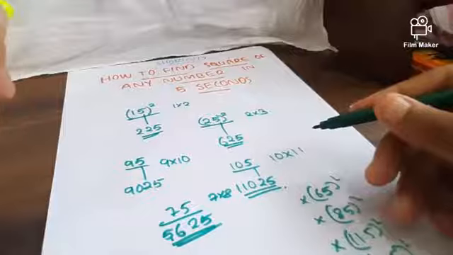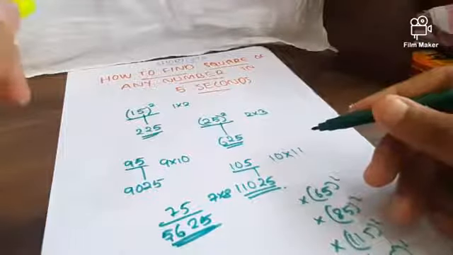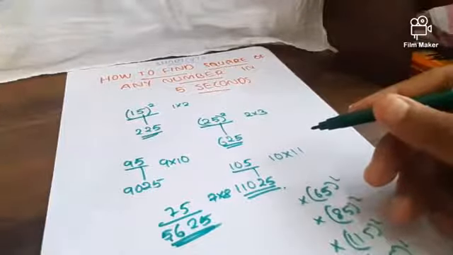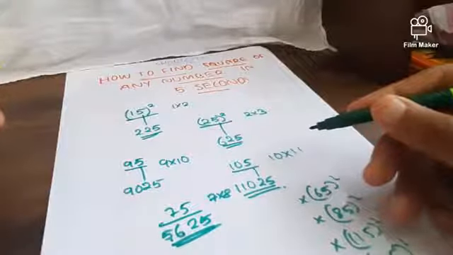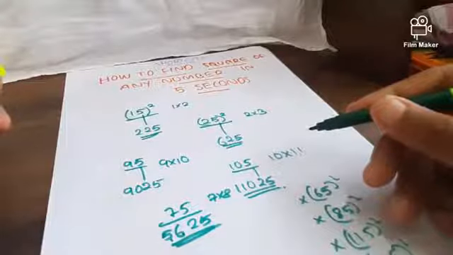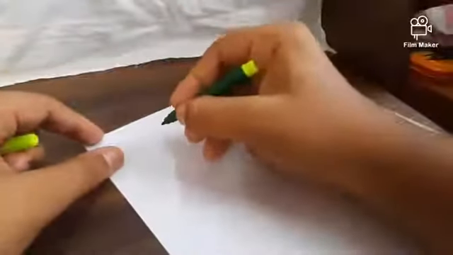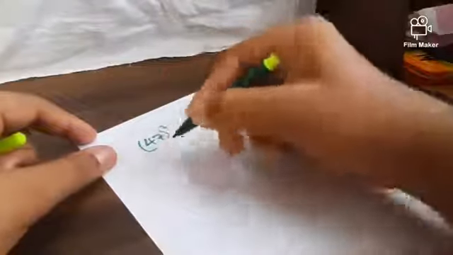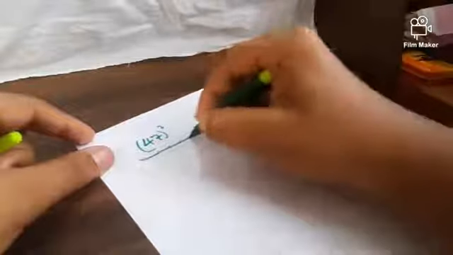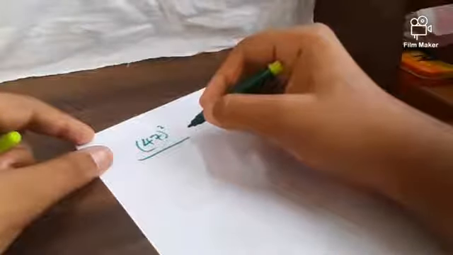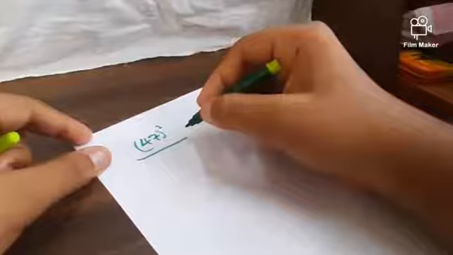Now you may have some questions: what if the number does not end in 5? In this channel you have the shortcut for that too. Let's move on to that. Let's take an example, 47 square. We don't have a number ending with 5 here. So what to do? This question can also be done in 5 seconds.